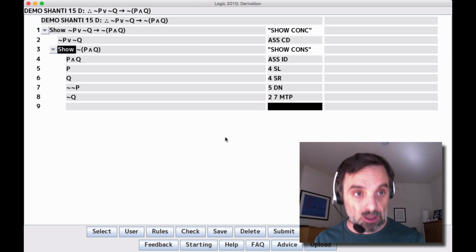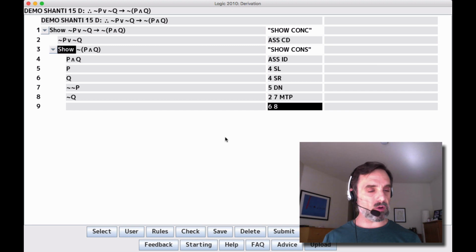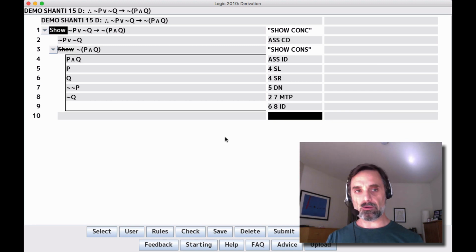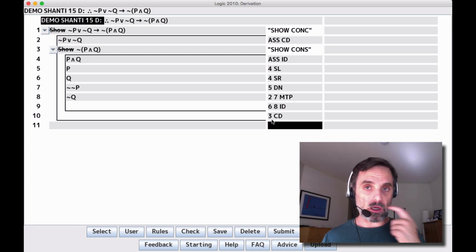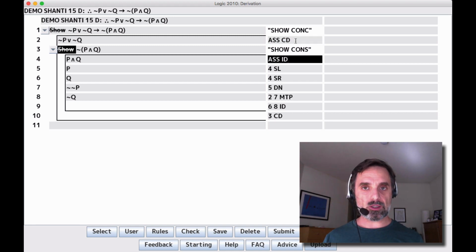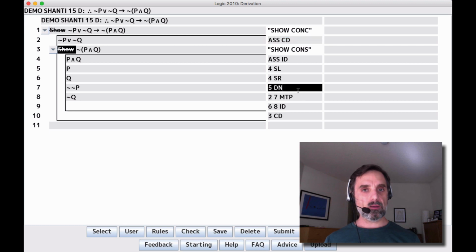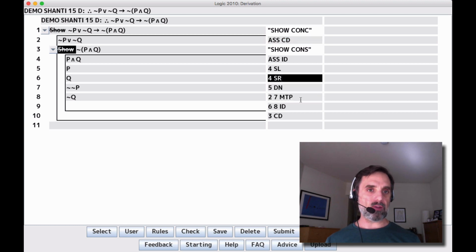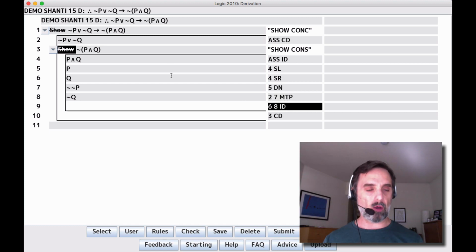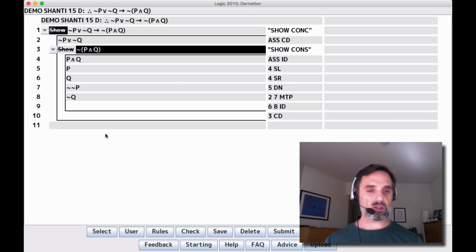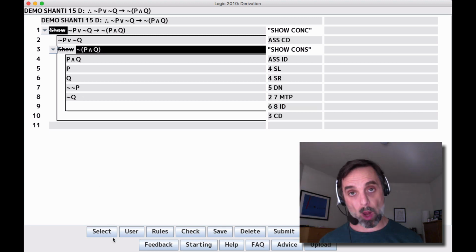Do we have a contradiction? Yes, we do. 6 and 8 contradict one another, Q and not Q, so we say indirect derivation. Good. 3 is the consequent of line 1, so we can say 3 CD. Good to go. So this illustrates that we need to pay attention to what kind of assumption we want to make, and always pay attention. Do I have a contradiction? Do I have a contradiction? Oh, I do. Good, I'm done. And then we write down the contradiction is on lines 6 and 8. That lets us box and cancel line 3, which lets us box and cancel line 1.